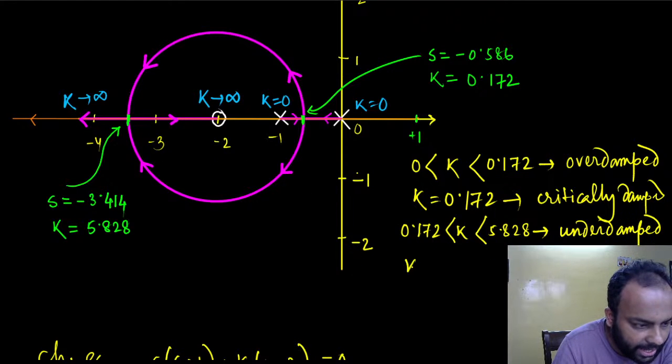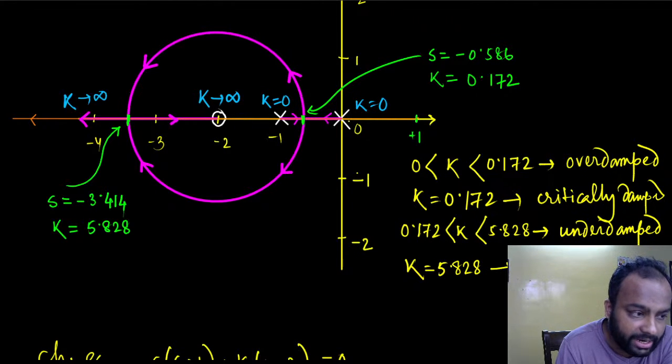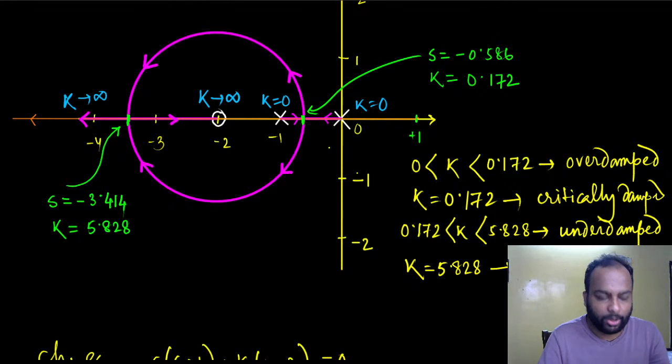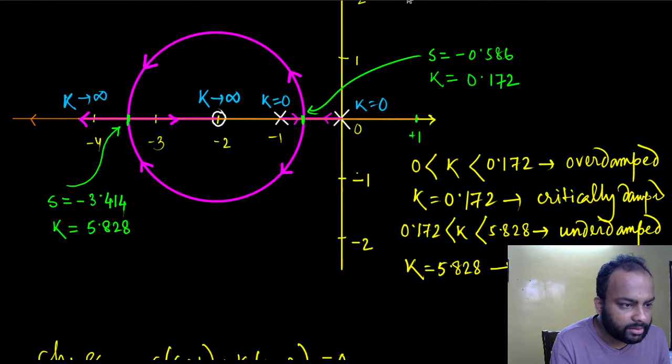And at k equal to 5.828, they are once again critically damped, but the undamped natural frequency is different. The undamped natural frequency here and here are different, so you have to draw circles through the origin to figure out the undamped natural frequency. Here at this critically damped point, the undamped natural frequency is 0.586 radian per second, and here the undamped natural frequency is 3.414 radian per second. So again critically damped.